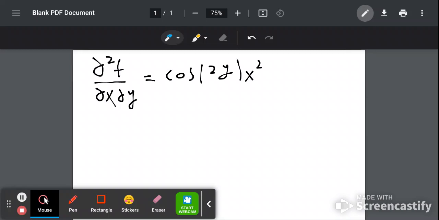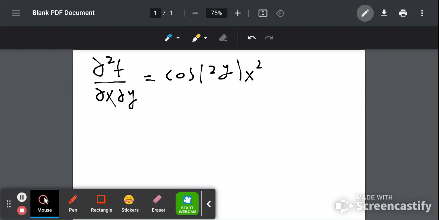In this video, I'm going to show you a quick example of partial differential equations with mixed partial derivatives. So we have this equation here. We have the second partial derivative, a mixed partial derivative, which we've taken, first of all, the partial derivative with respect to y of the function f, and then we've taken the partial derivative with respect to x of the result. And we've gotten this function, cosine of 2y times x squared.